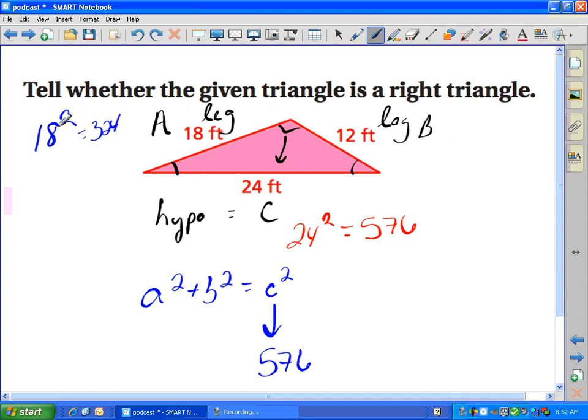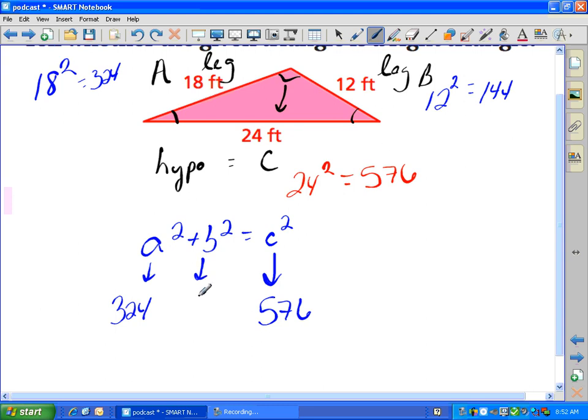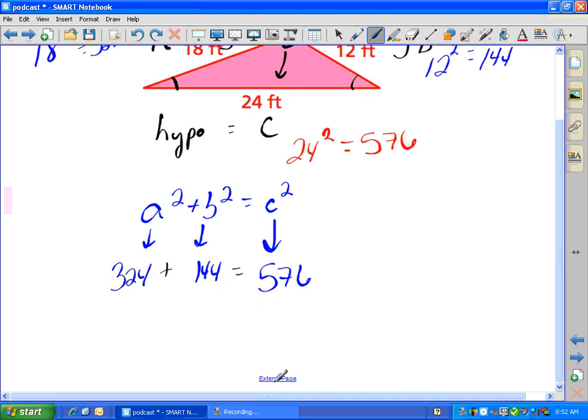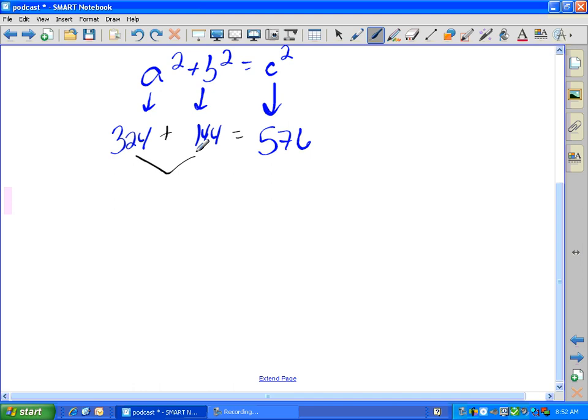I'm going to plug and chug, substitute. Ooh, plus 10 bears. I'm going to substitute 324 for A. I'm going to square 12. 12 times 12 is 144. I'm going to substitute 144 for B. Now, I'm just going to finish my expression and see if they come out to be the same number. I'm going to add 324 and 144. And when I add them, I get 468.